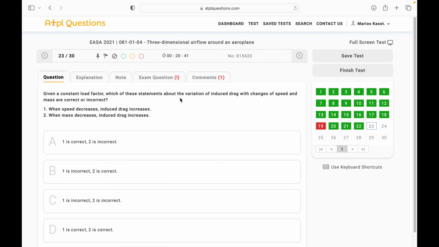Given a constant load factor, which means we fly straight and level, which of these statements about the variation of induced drag with changes of speed and mass are correct or incorrect? When speed decreases, induced drag increases. This is correct, because we increase our angle of attack, we increase our coefficient of lift. And when mass decreases, induced drag increases. Incorrect. When mass decreases, induced drag decreases. So correct and incorrect, which is A.